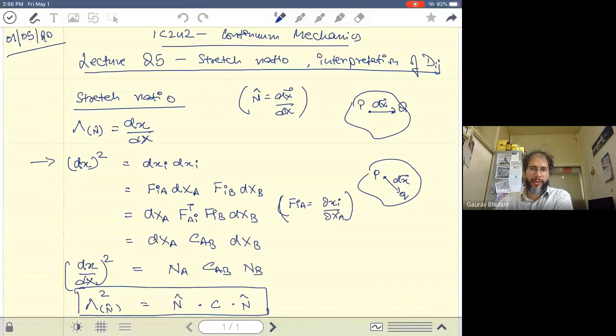Now remember that C has nothing to do with direction. C contains all the information. C, if you remember, is written in terms of F transpose F. And F, that's the deformation gradient tensor, contains information about all directions. Okay, so C tensor is specified at a point P. So if you take the product N C N, that tells you what the lambda value is for a given n. So as we change the value of n in this expression, we get the stretch ratio for different n directions.